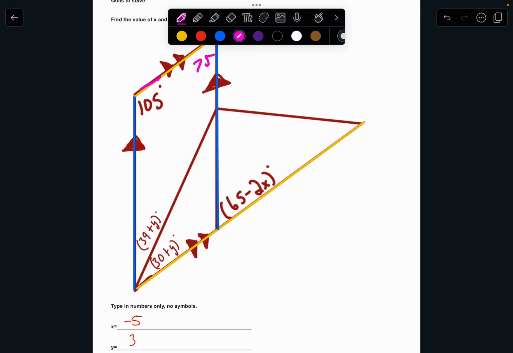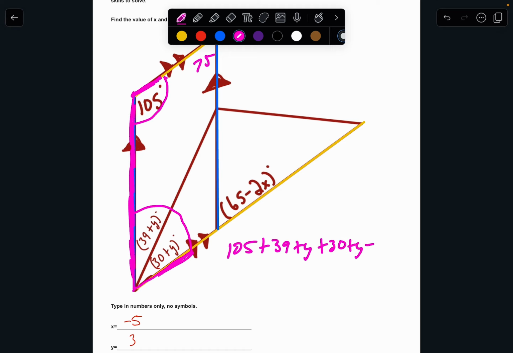Guys, if I start on mustard and I turn, when do I turn again? On mustard. So this corner and this entire corner have to add up to 180. That's our setup. Or you can know that that corner is 75. But even if you don't think about it like that, we know that 105 plus 39 plus y plus 30 plus y equals 180.